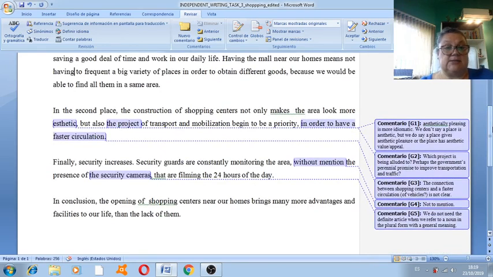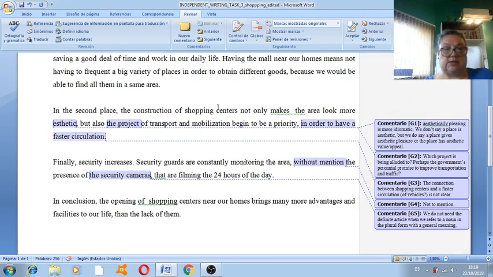All right, in the second place, the construction of shopping centers not only makes the area look more aesthetic. Well, you know, it's not very idiomatic to put it in this way. We generally say something like aesthetically pleasing, which would be a more idiomatic way of expressing this idea. What I'm trying to say is that we don't say a place is aesthetic in general. We say a place gives aesthetic pleasure, the place has aesthetic value or appeal or something like that.